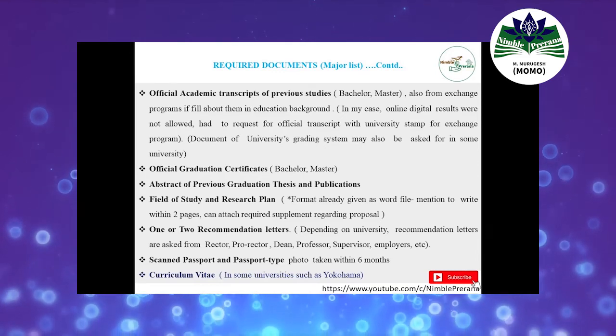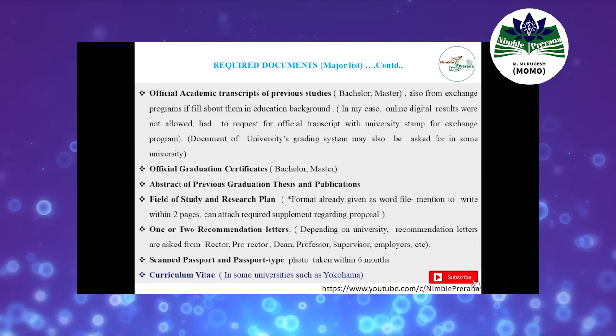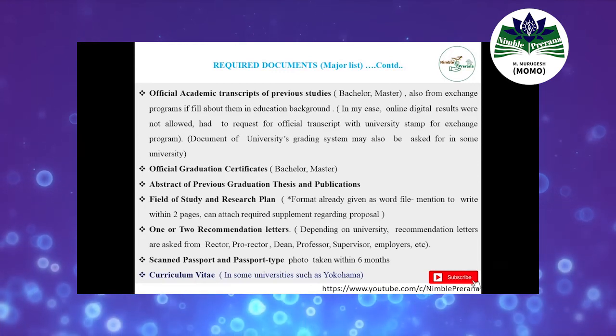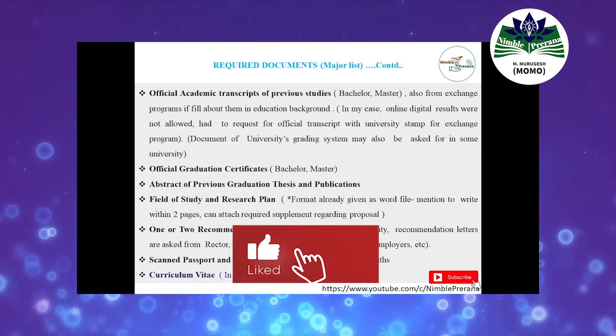They also need a scanned passport and a passport size photo. Some universities, such as Yokohama University, ask for the CB form.